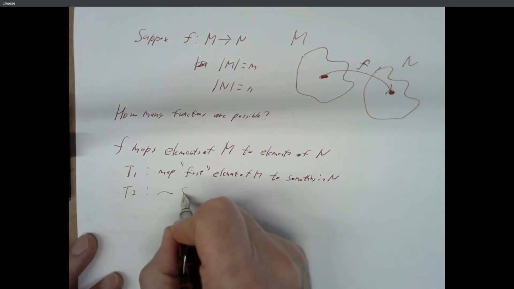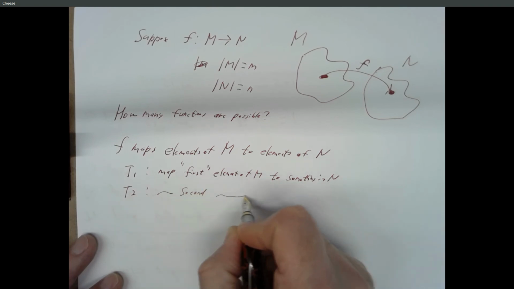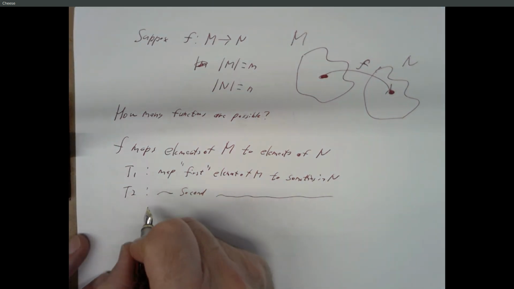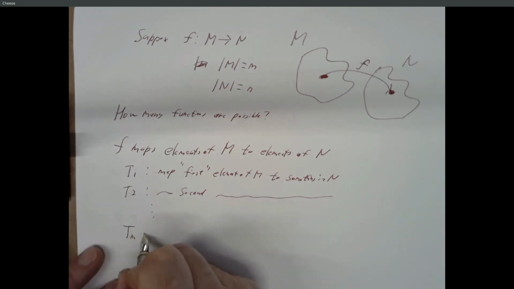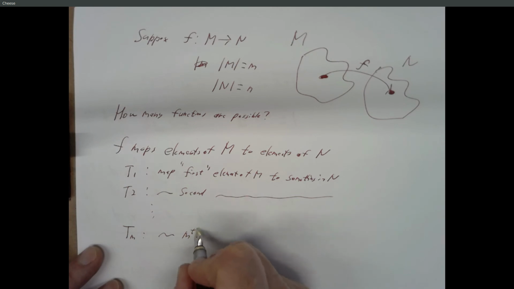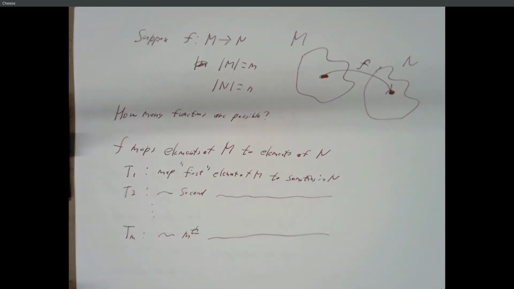Task T2, map the second element of M to something in N, and so on. And we have a total of little m elements to map, so task T little m says map the mth element of M to something in N. If we complete those m tasks, we've defined our function, because we've said what every element in the set M maps to.